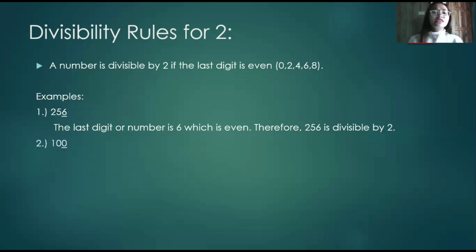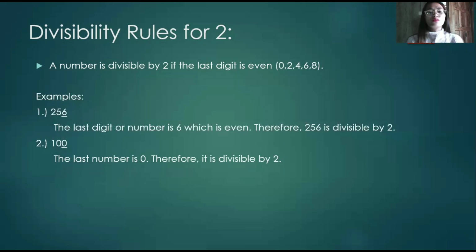Another example, 100. It ends with 0. If you say even, that means the numbers that end with 0, 2, 4, 6, and 8. So those numbers that end in 0, 2, 4, 6, and 8, in short the even numbers, are automatically divisible by 2. In our second example, 100, the last digit is 0. So the last number is 0, therefore automatically the given number is divisible by 2.